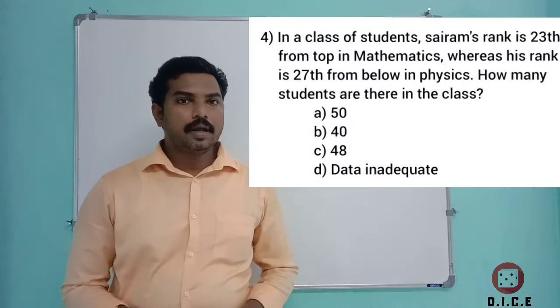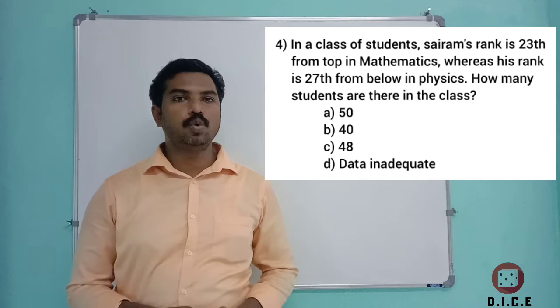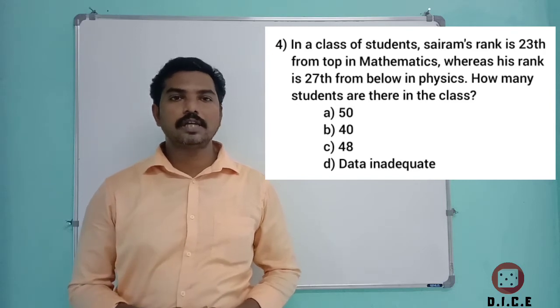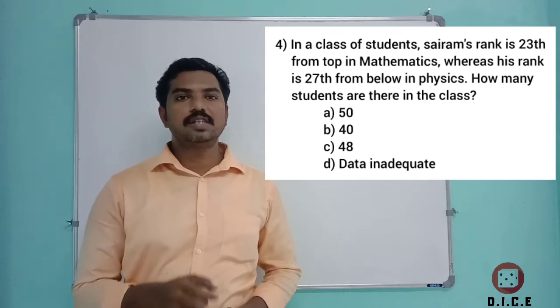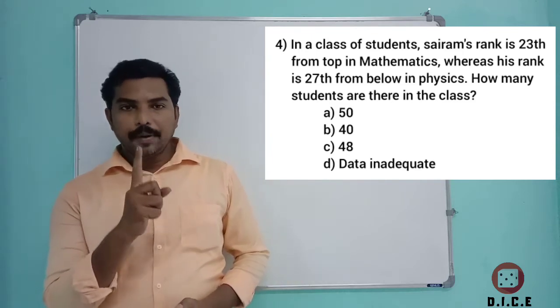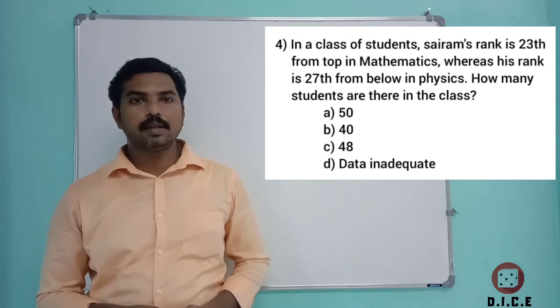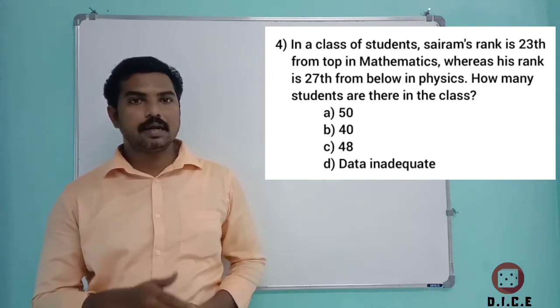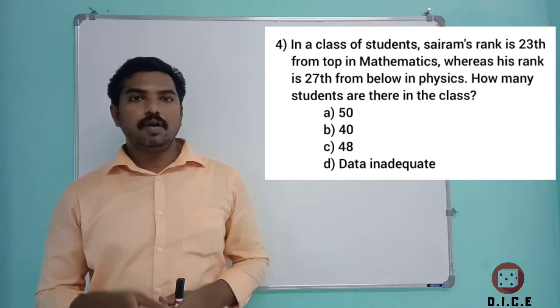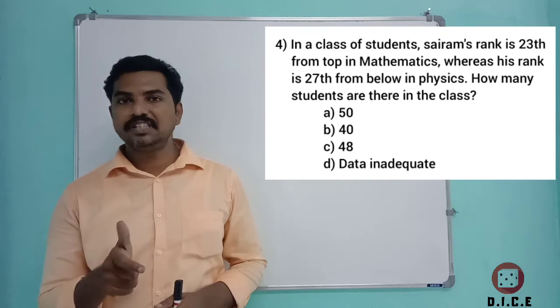You see question number 4 here. In a class, Sai Ram's rank is 23rd in mathematics from the starting and 27th in physics from the bottom. He is asking what is the total number of students in the particular class. As I said very clearly, for a particular person in two cases, either from the starting and the bottom should be known clearly. But if you see here, the subjects are different. 23rd is in mathematics from the top and 27th in physics from the bottom.